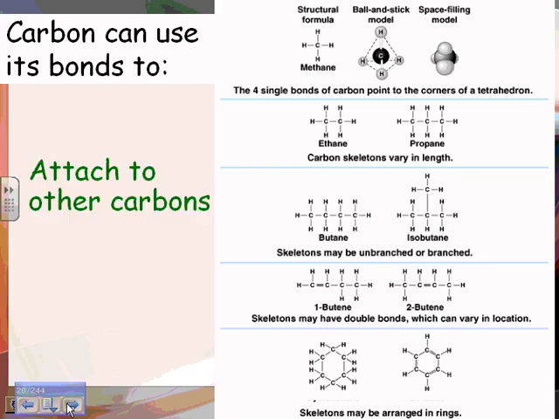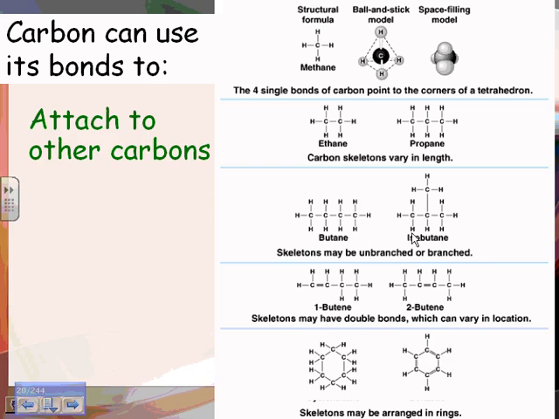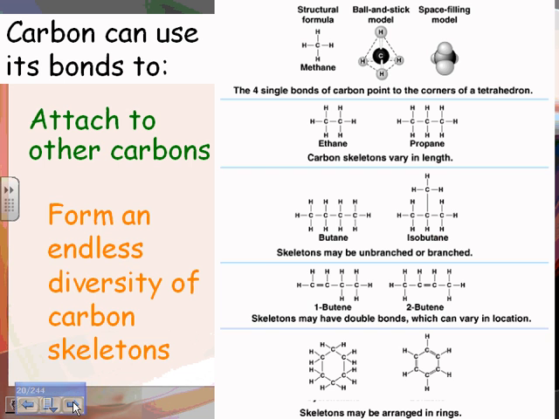Carbon can use its bonds to attach to other carbons, as you see here. And the idea here is, wow, look at that molecule. It looks so much different from that molecule. So that's why carbon is really versatile. It can make all these different bonds to make all these different shapes. And the shape of the molecule is really important because it has a certain shape, and so it fits a certain way in with the cell, and it has a function because of the way that it fits. This forms an endless diversity of these carbon skeletons. That means the general shape of the molecule.